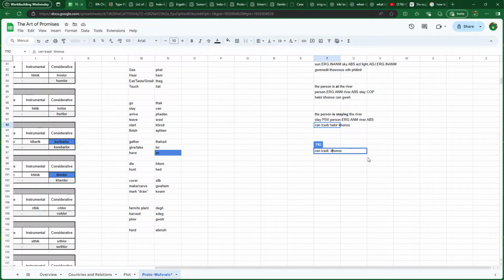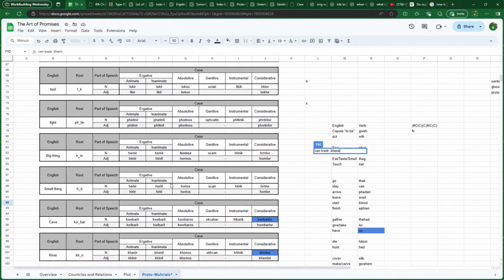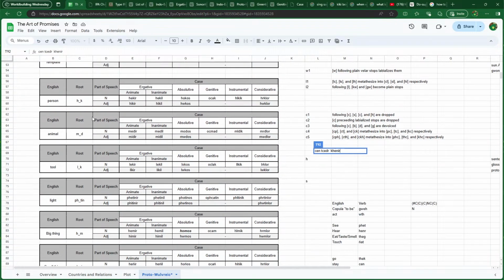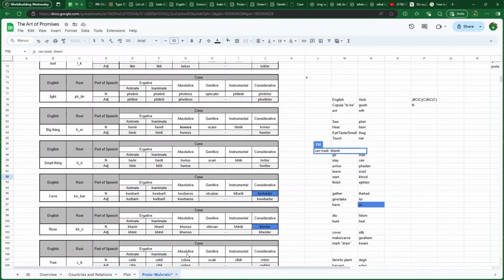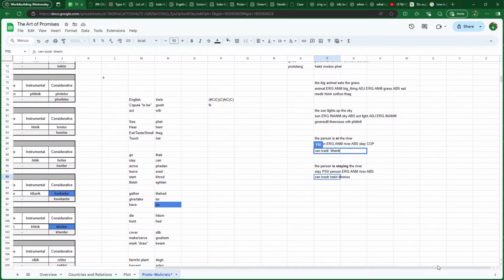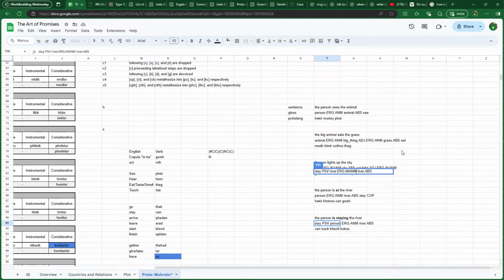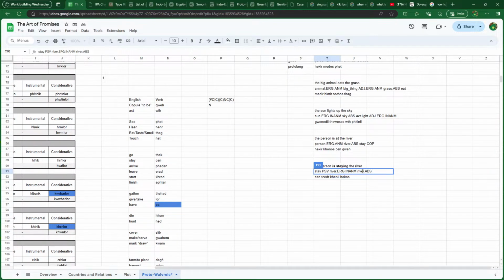So it would actually be Canir, right? No. The river is inanimate, right? That's what we're going with. So Canil, and then Hokos. So it's river, and then this is inanim, right? And then person absolutive.